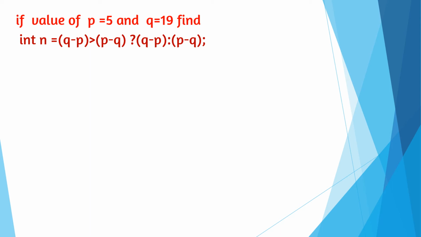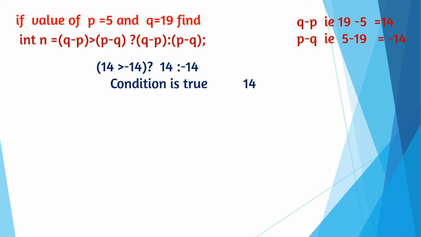The value of P is 5 and Q is 19. That means Q minus P is 19 minus 5, which is 14. And P minus Q, that means 5 minus 19, is minus 14. So here analyze the question. 14 is greater than minus 14. And the condition is true, so Q minus P will be the answer, which is 14.